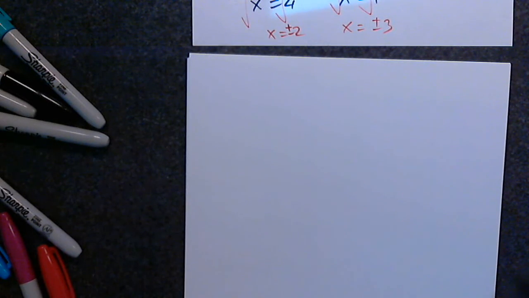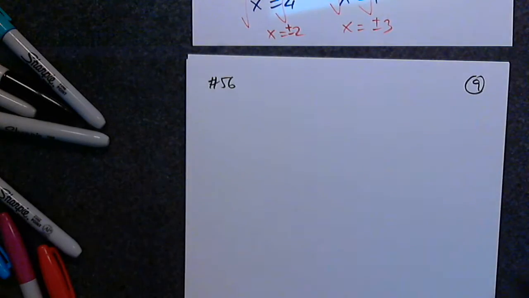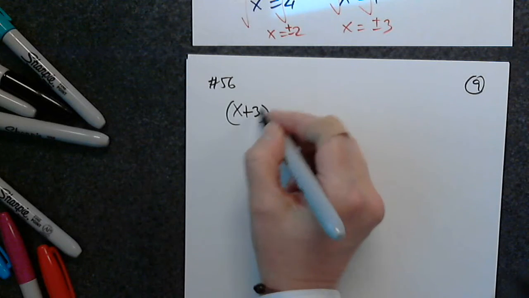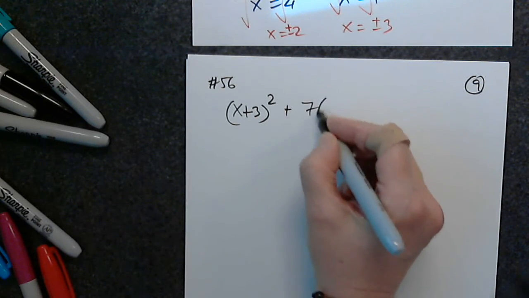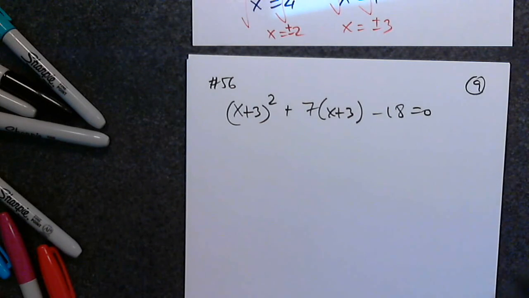Let's look at 56. Any questions? Please always stop me if you have questions. Anyone? Okay, 56. I'm copying 56: x plus 3 squared plus 7 times x plus 3 minus 18 equals 0.